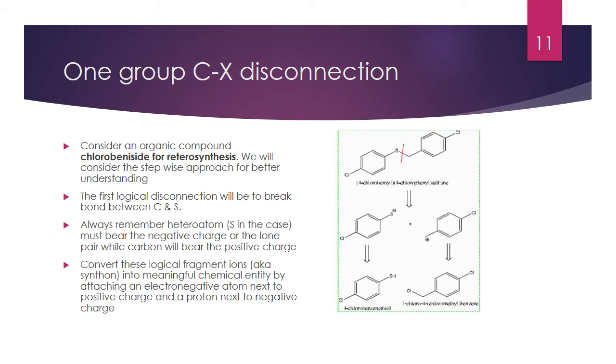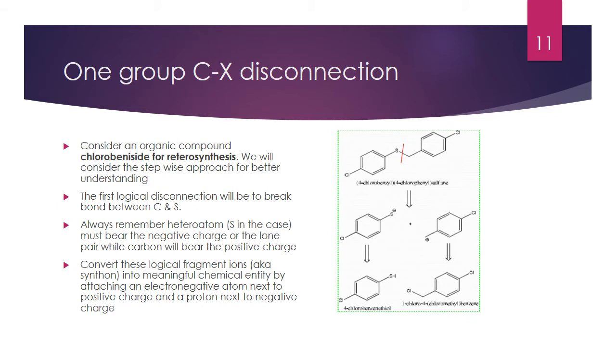So here we have the disconnection between sulfur and carbon. Again, by the rule, sulfur being a heteroatom should bear the negative charge. So here we have negative charge on sulfur and the carbon is positively charged. Next we have to convert them into useful fragments. Sulfur, which is negatively charged, should be attached with the proton. So here we have a thiol group, and the positively charged carbon should be attached with an electronegative atom. So here we are attaching chlorine.